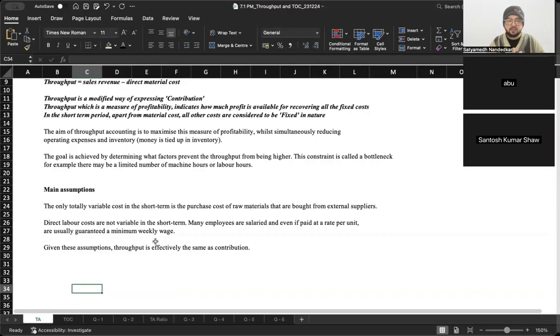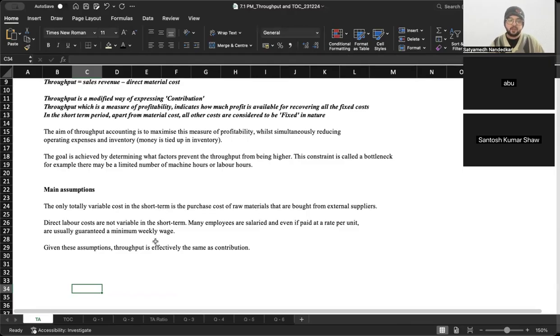Another point I would definitely want to understand is that when I am doing these calculations, if I can plan my production for the next couple of months, I can also plan my labor requirement, and thereby I can reduce any wastage or any excess hiring. The goal is achieved by determining what factors prevent the throughput from becoming higher. This constraint is called a bottleneck.